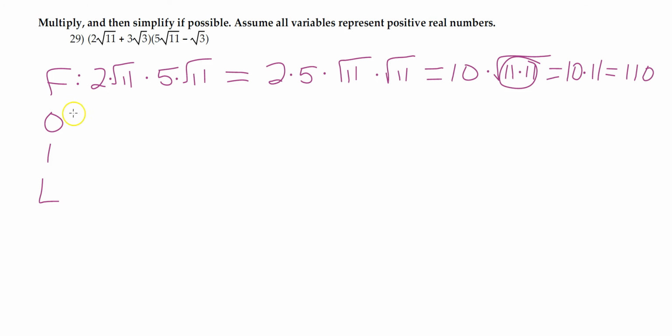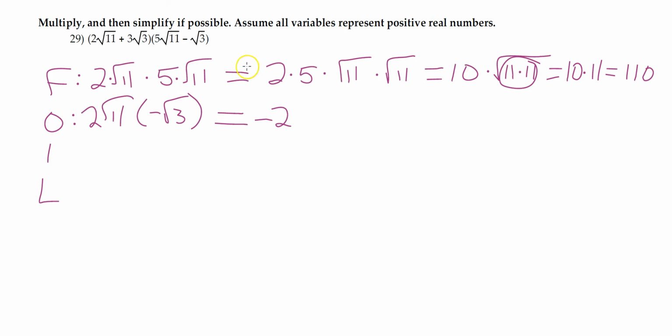Let's see if, for the outer product, we can speed it up a little bit with some patterns. Outer product, 2 square root of 11 times the negative square root of 3. So what you start to see when you're multiplying radical expressions together is numbers on the outside, like the negative, the 1's invisible, and the 2 can multiply together. And that's by the commutative property. So that would be negative 2.